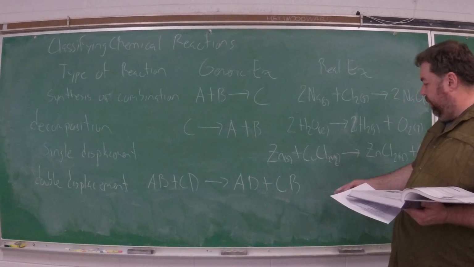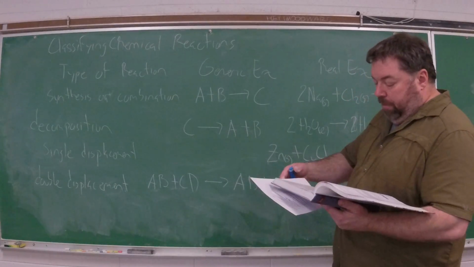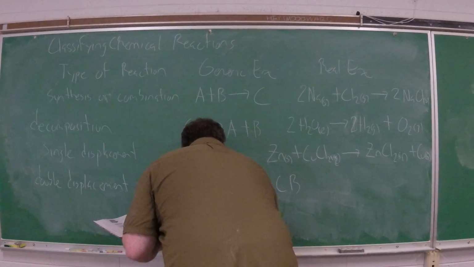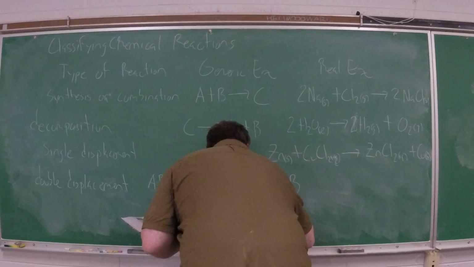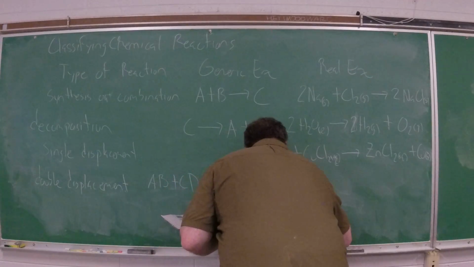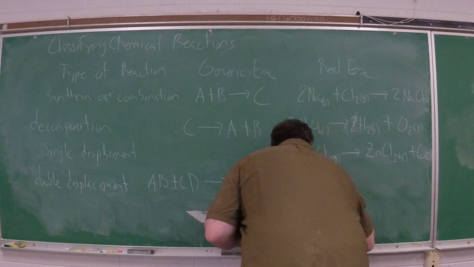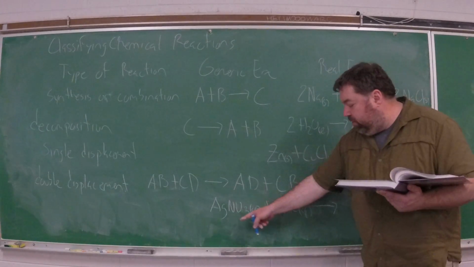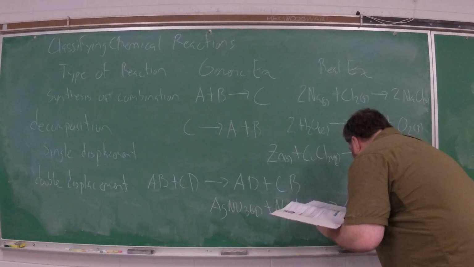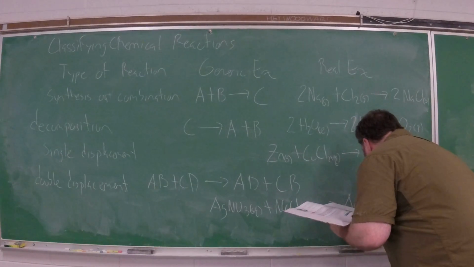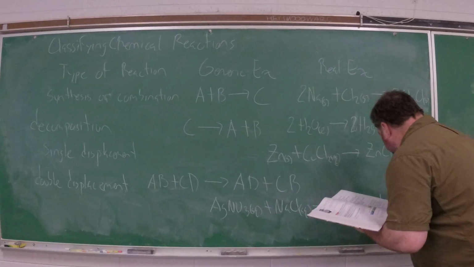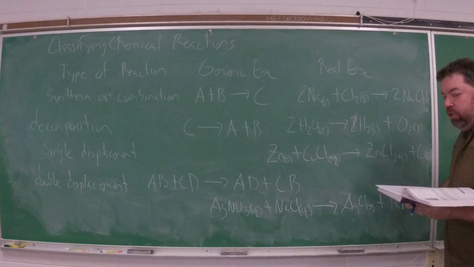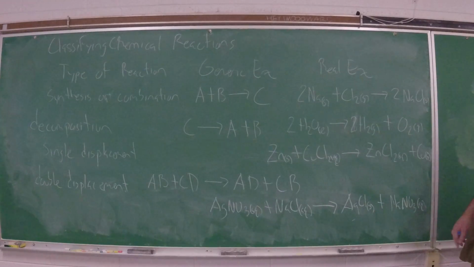Again, there's not enough room here. I'll write it down here for the example. Whatever precipitation reaction you might have, something like this. AgNO3 plus NaCl. Silver is going to go with the chlorine. It's going to precipitate. And then sodium is going to join up with the nitrate, and that's aqueous. So that's a double displacement reaction.